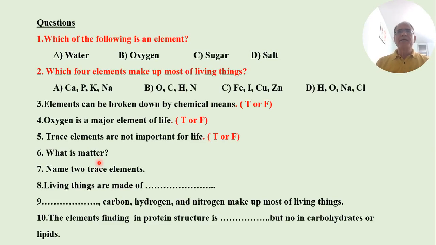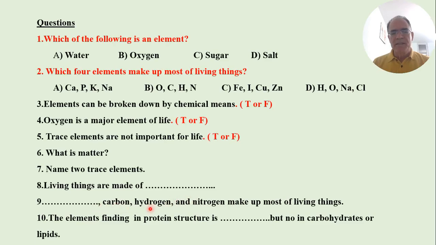What's matter? What is the definition of matter? Matter is the non-pure substance that we can find in the world, living things or non-living things. Name two trace elements: iron, copper, molybdenum, and so on. Living things are made up of matter or elements. Carbon, hydrogen, and nitrogen make up most of living things.